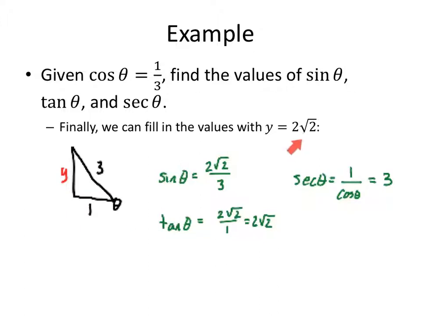Using our y value of 2 square root of 2, I want to find sine. In reference to theta, sine is opposite over hypotenuse, 2 square root of 2 over 3. Tangent, in reference to theta, is opposite over adjacent, so 2 square root of 2 over 1, which is 2 square root of 2. And secant is the reciprocal of cosine. Well, I'm given cosine, that's 1/3. The reciprocal is 3. I didn't need to find y in order to find the secant. But if I wanted to, I remember, secant is also hypotenuse over adjacent. Hypotenuse is 3, adjacent is 1. 3 over 1 is 3.